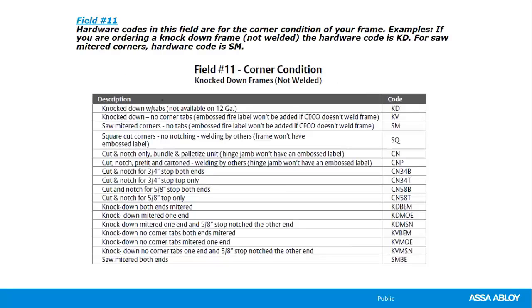Field 11 is the corner details. This is where you're going to tell us, is this frame just knocked down? Are we going to weld this in some way? Is it going to be cut and notched? Things like that. So you have a full page of different types of corner conditions. Also, with the different corner conditions and the Ceco tech data, we actually have different types of corner details that show you what those are. And later on, we'll pull those up.